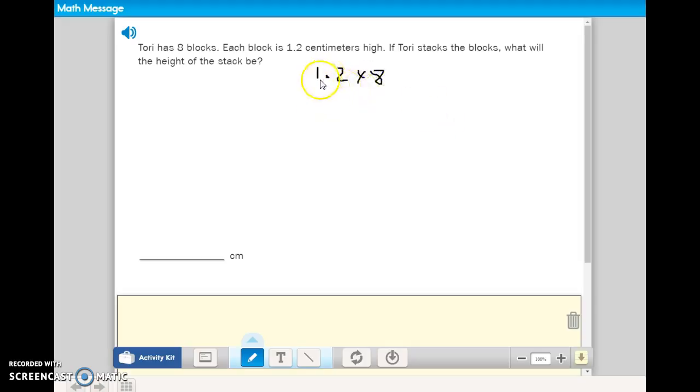Thinking about this, you know that if you rounded this, you would have 8 times 1. When you round single digit stuff like this, you can leave it just the way it is. You don't have to round that up to 10. This would be 1. So 8 times 1 equals 8. So you know that your answer should be close to 8, somewhere around there.